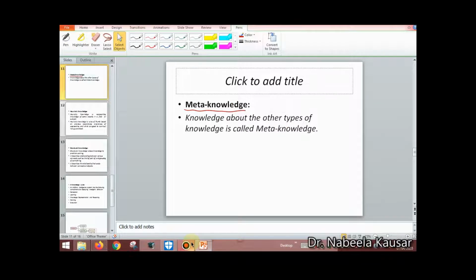The next type of knowledge that we are going to discuss is meta knowledge. Meta means metadata, and metadata means data about the data.